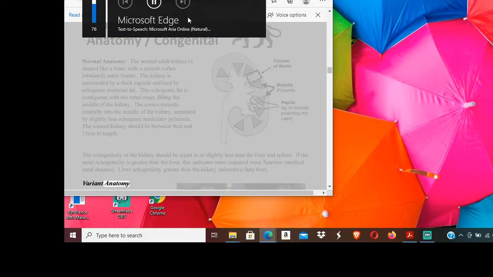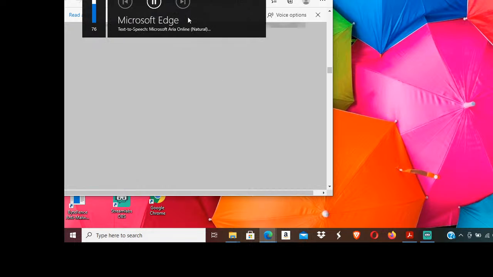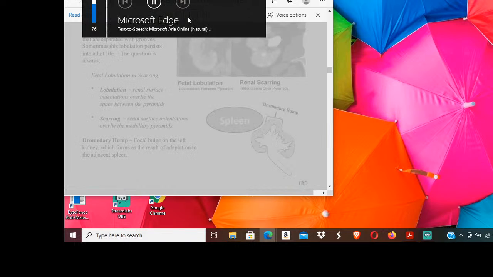Variant anatomy. Fetal lobulation. The fetal kidneys are subdivided into lobes that are separated with grooves. Sometimes this lobulation persists into adult life. The question is always: fetal lobulation versus scarring.